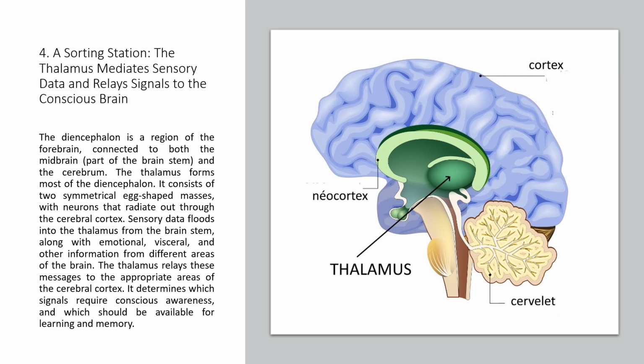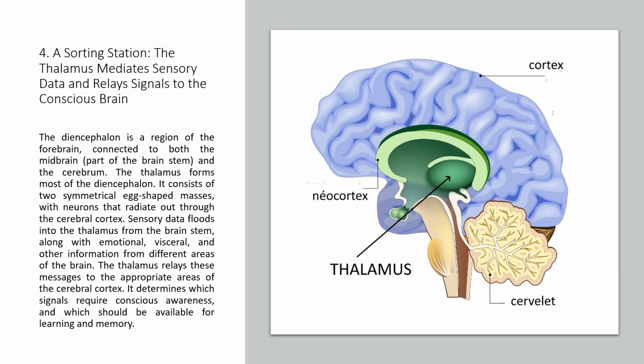Now let's discuss the thalamus. The thalamus is referred to as a sorting station, which mediates sensory data and relays signals to the conscious brain. The diencephalon is a region of the forebrain connected to both the midbrain, part of the brain stem, and the cerebrum. The thalamus forms most of the diencephalon. It consists of two symmetrical egg-shaped masses with neurons that radiate out through the cerebral cortex.